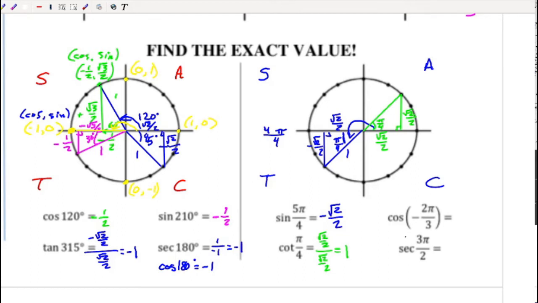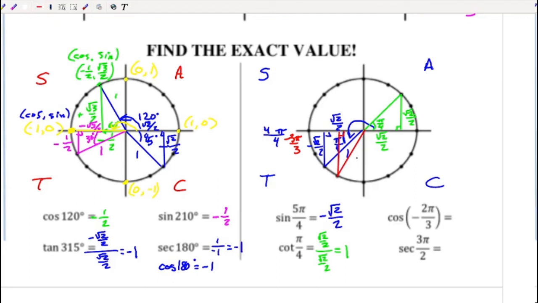Next one, cosine of negative 2 pi over 3. So negative 2 pi over 3 is now going in this direction. This is going to be negative 3 pi over 3. So negative 2 pi over 3 is going to end me in quadrant 3. It's going to get a little messy here. Hopefully with the other colors you can see what's going on.